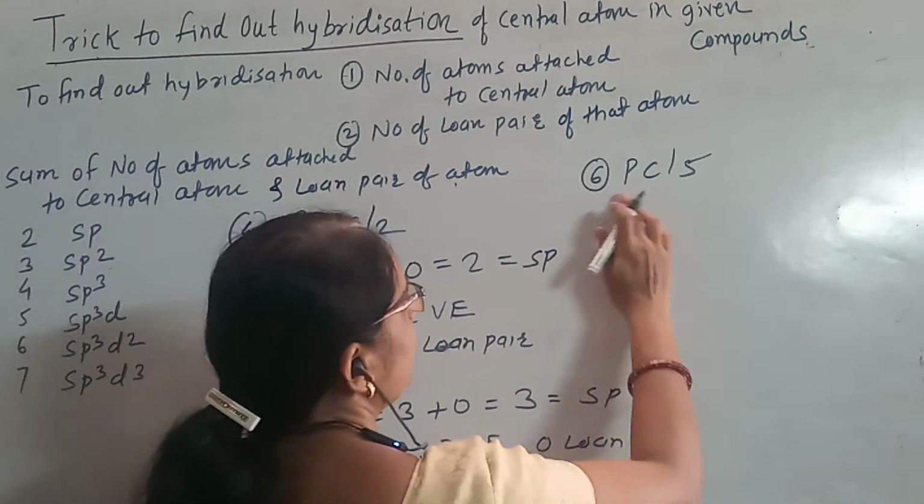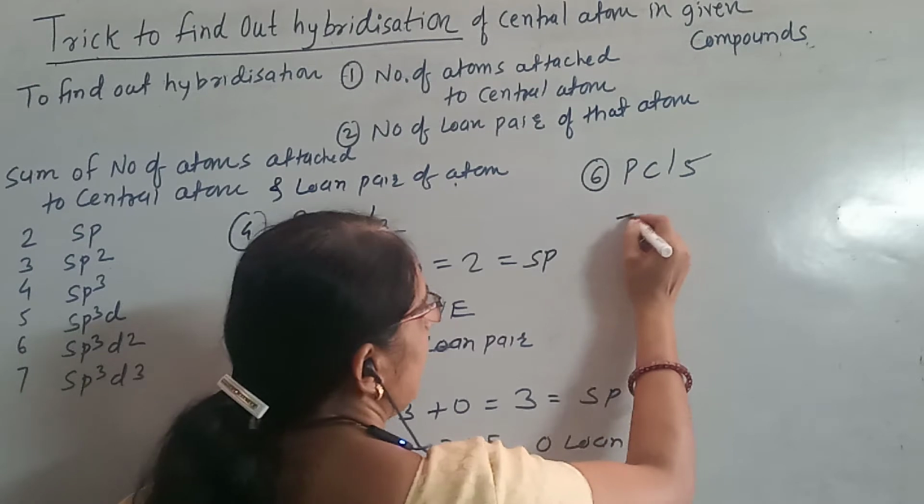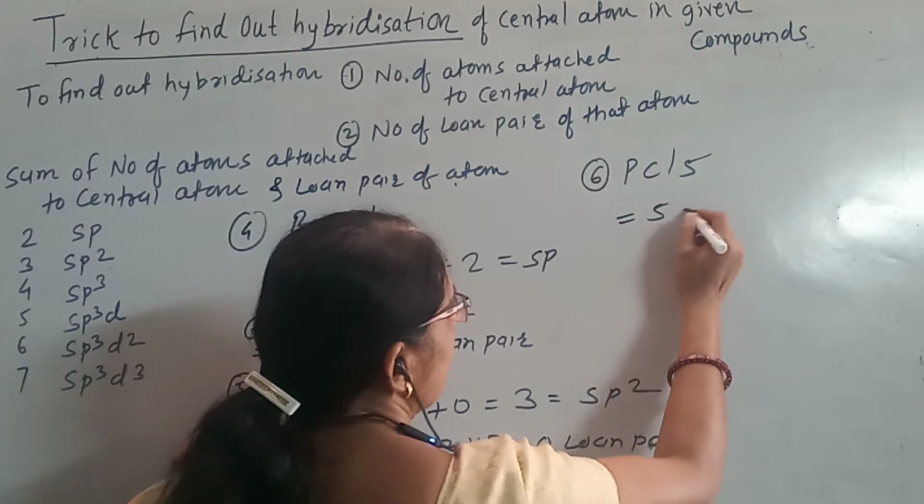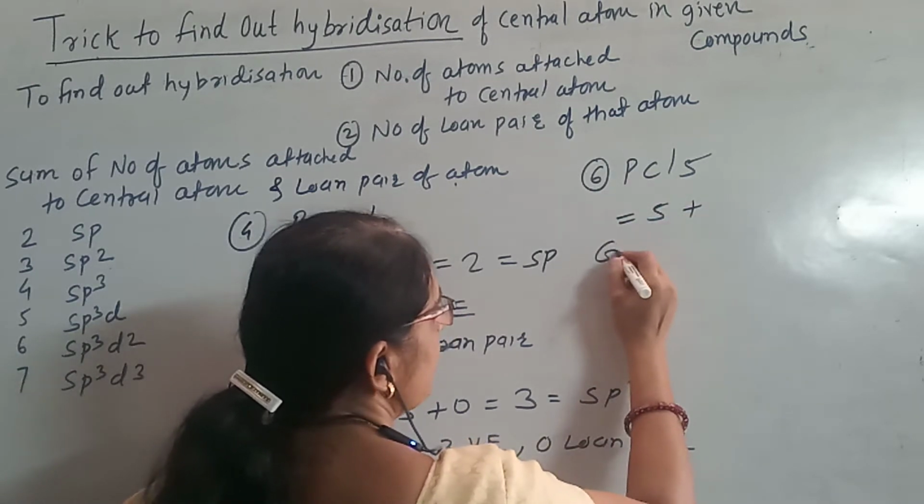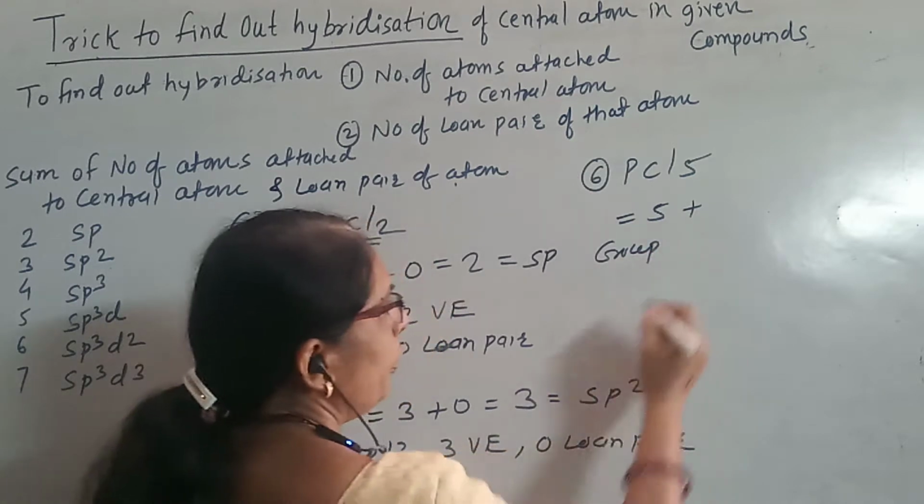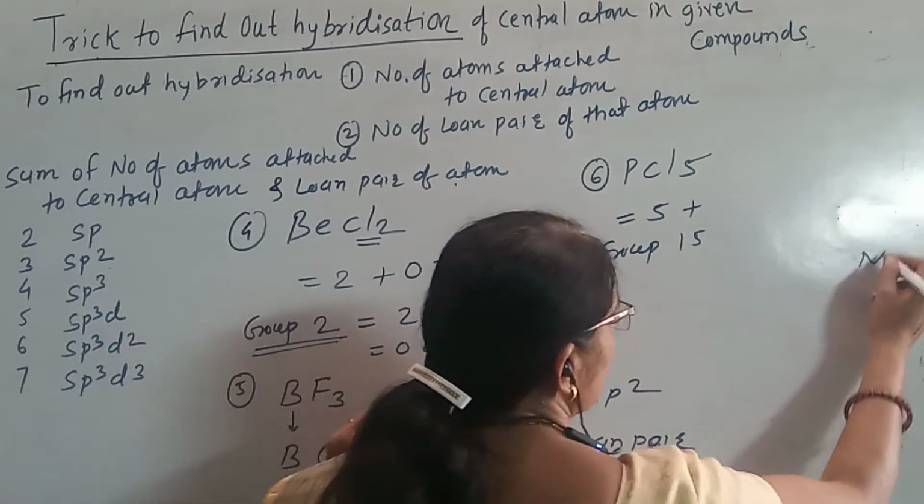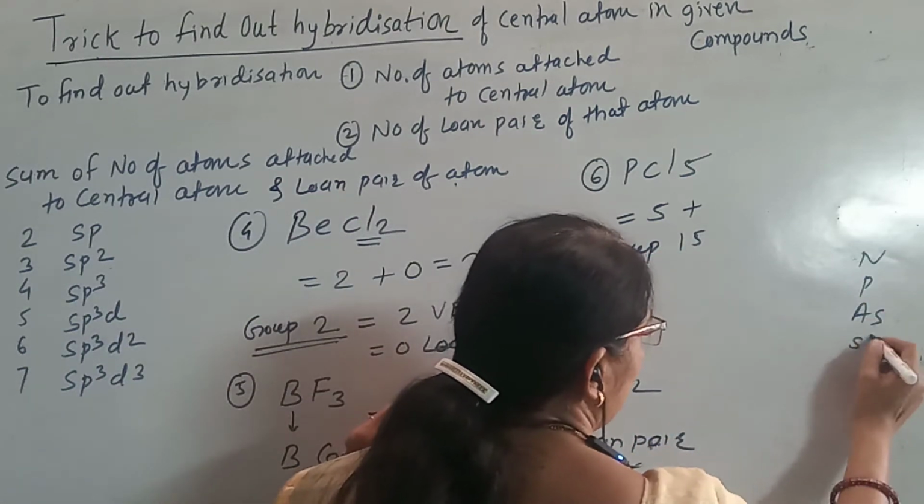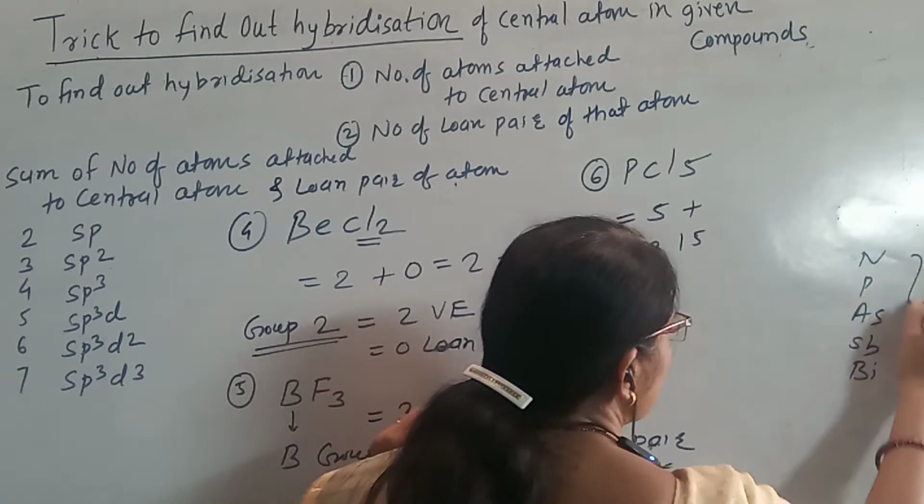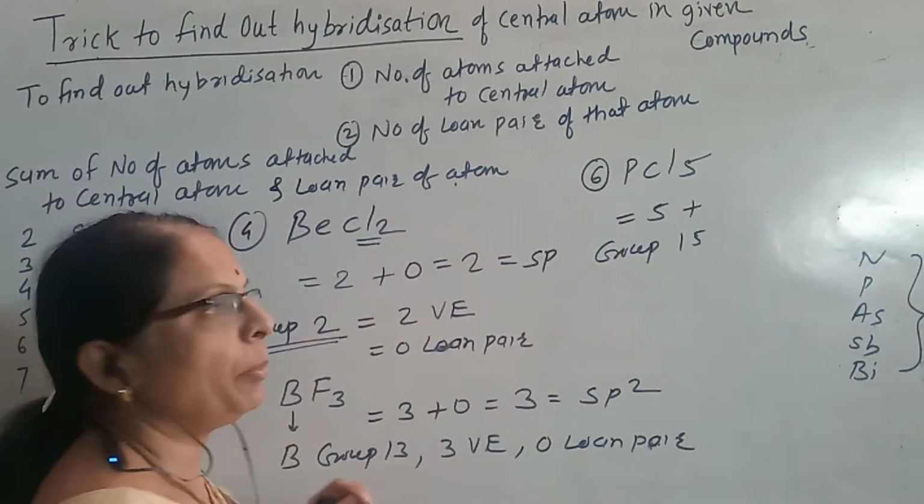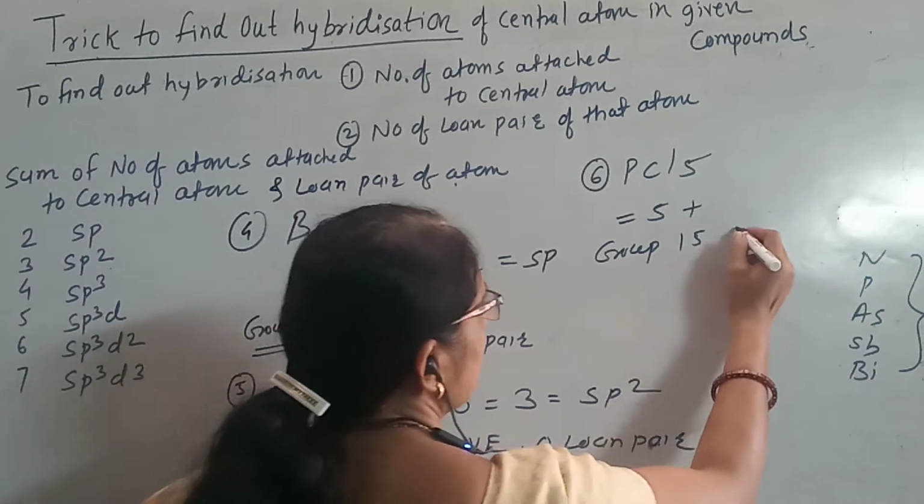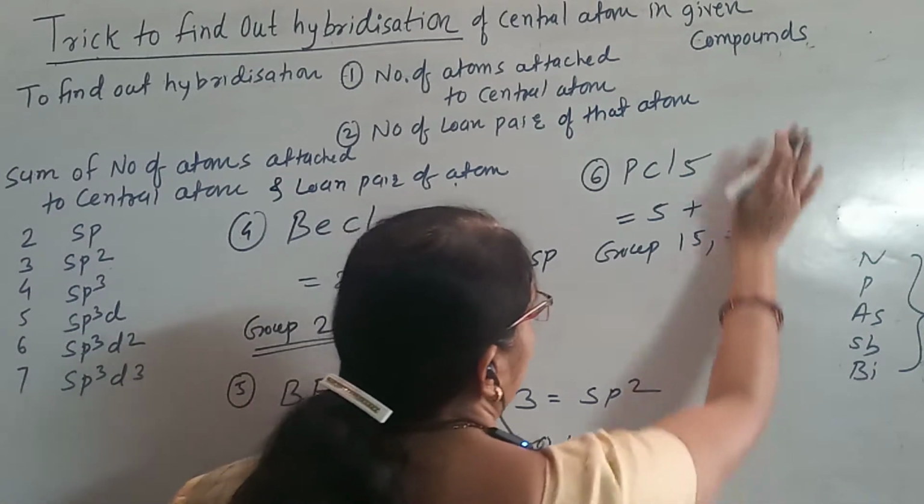In PCl5, the number of atoms attached is 5. Plus we have to find out the lone pair. Phosphorus is a group 15 element. Nitrogen, phosphorus, arsenic, antimony and bismuth are all examples of group 15 elements. So group 15 elements have 5 valence electrons.